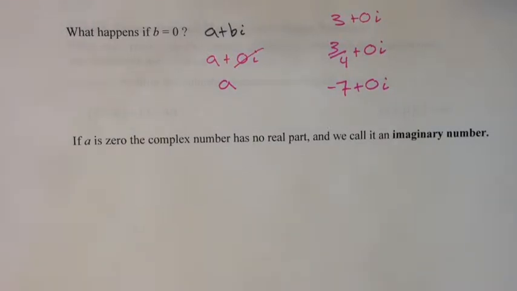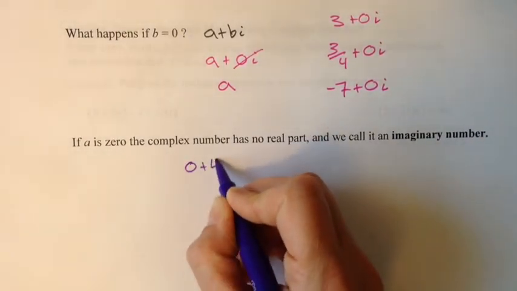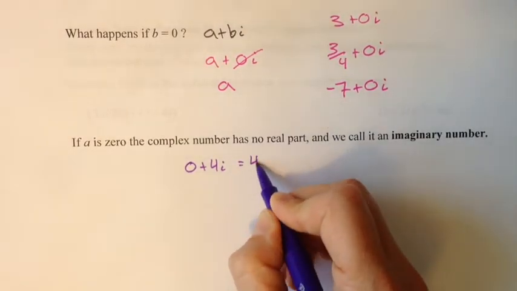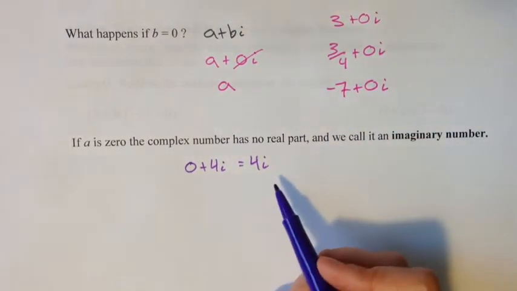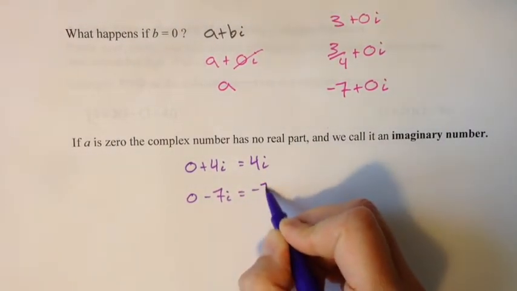Finally, if the a part of a complex number is 0, that is, it has no real part, then we just call it straight up an imaginary number. So numbers like 0 + 4i, which we usually write as just 4i, is an imaginary number. 0 - 7i, imaginary number.